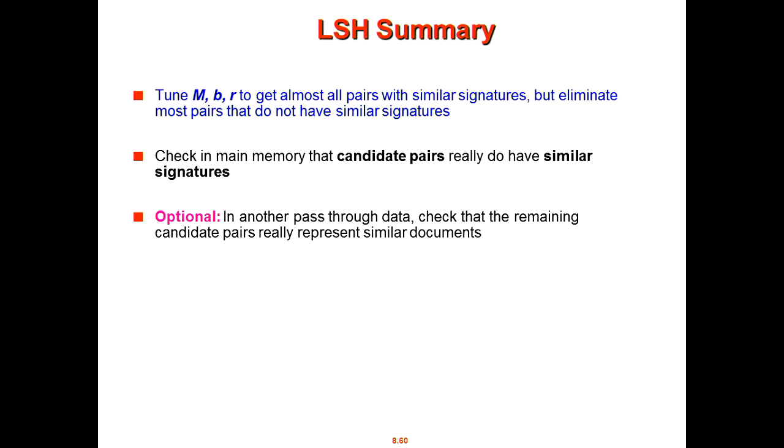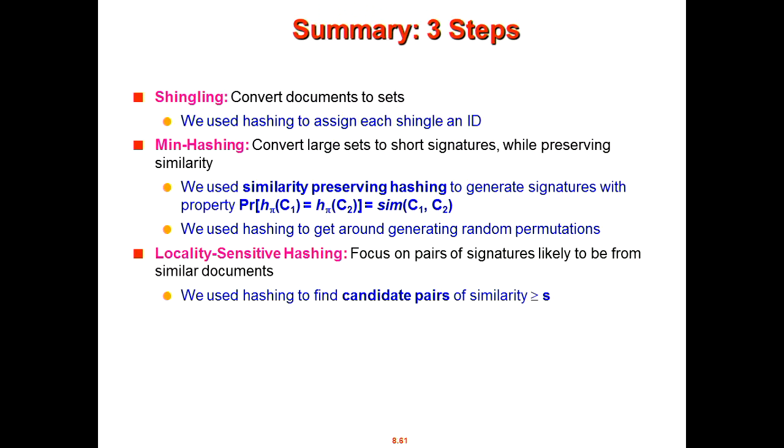These are the false negatives that are not similar, but we detect them as similar as candidate pairs. But by applying a further check, we can remove these false negatives. In summary, what we have learned today is that we have 3 steps for similar pairs detection in a large data set.